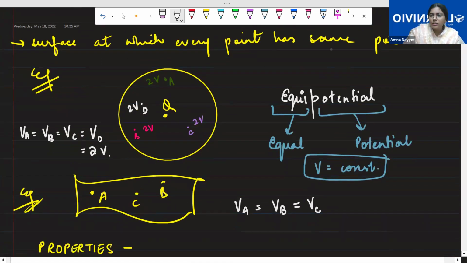Class, quickly copy down this property till the property part. Then I'll discuss the drawing part of it.